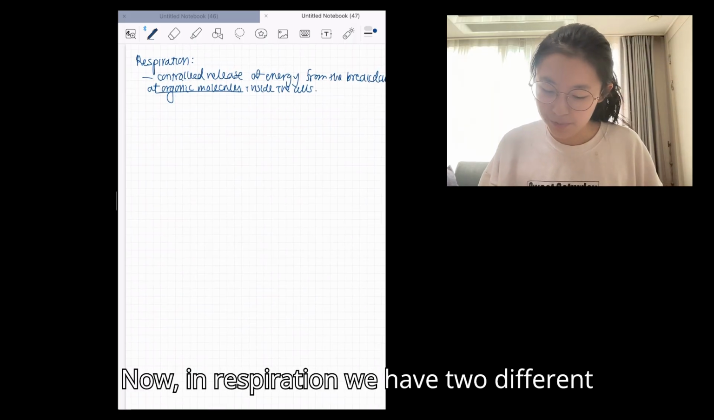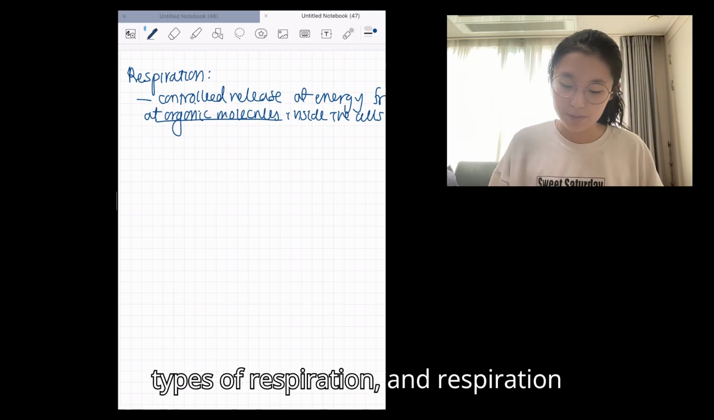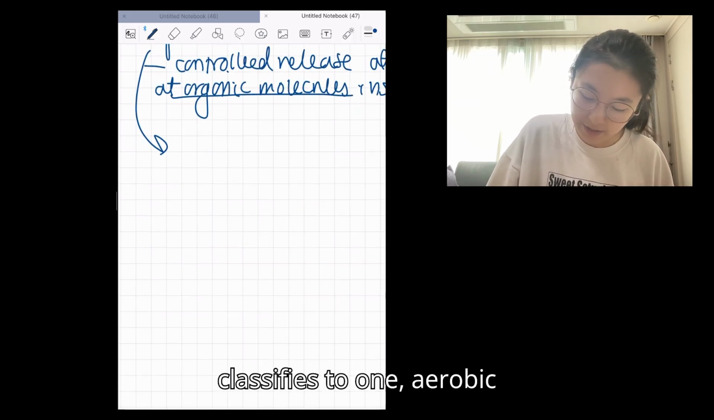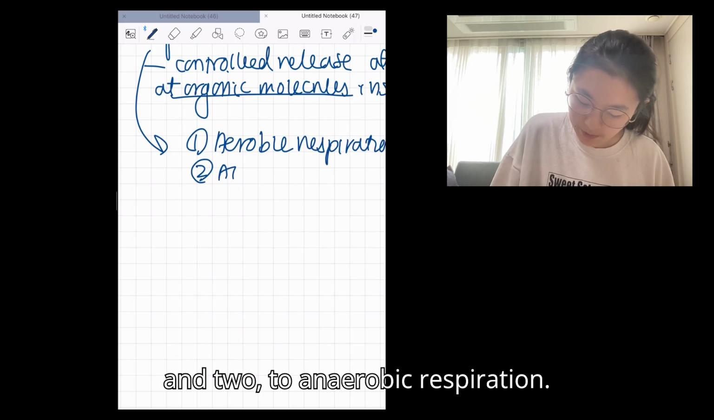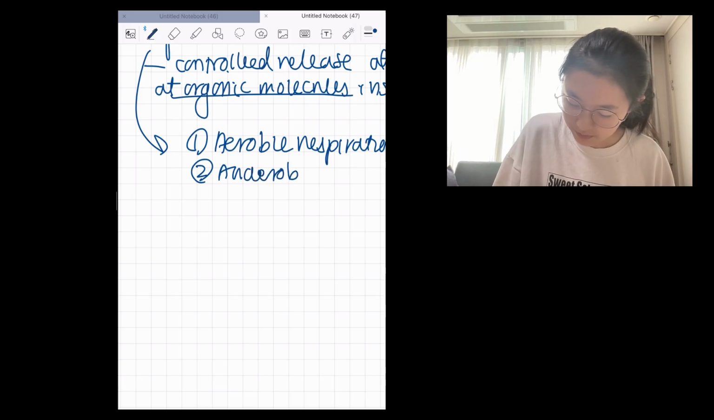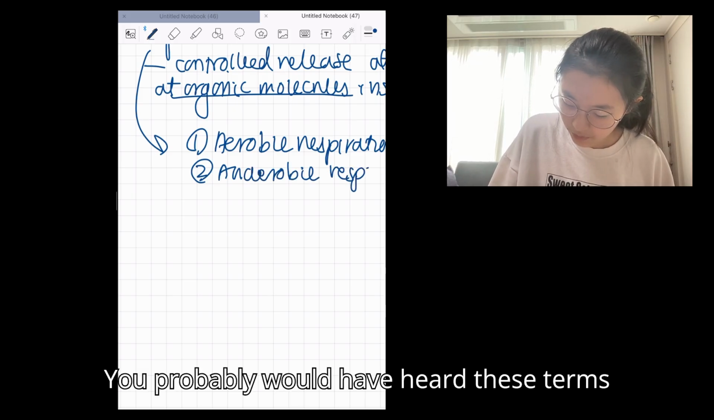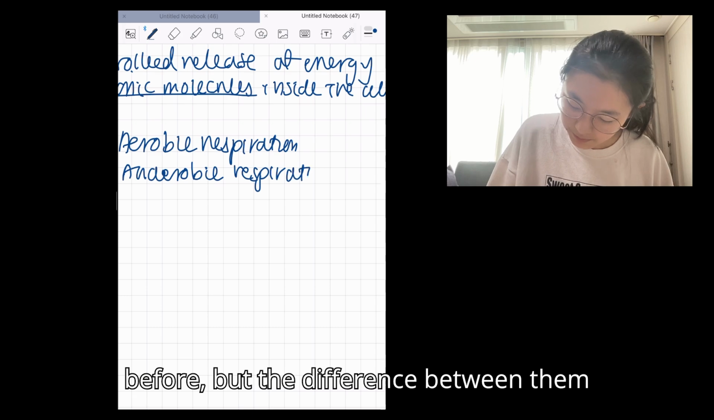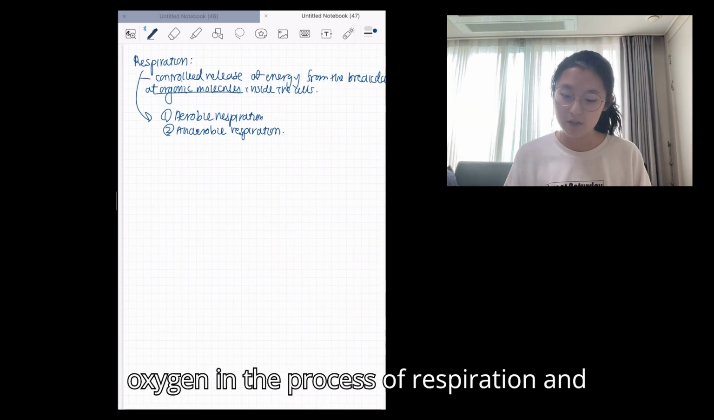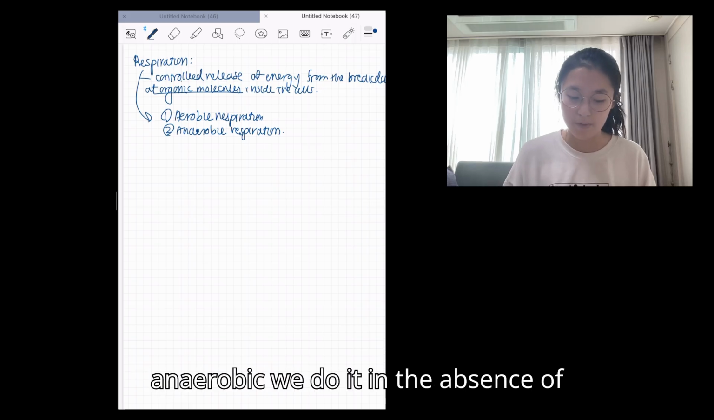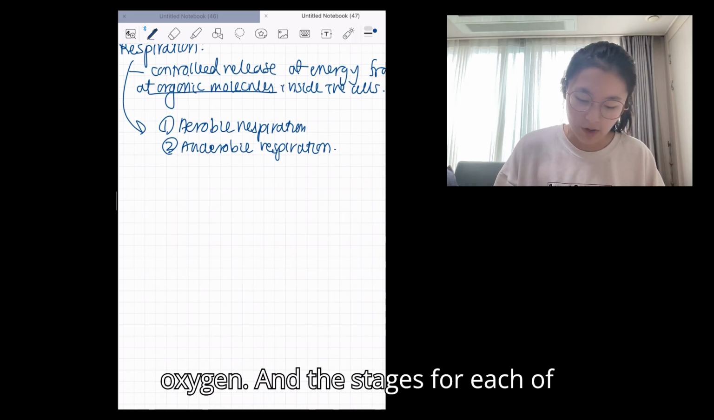Now, in respiration, we have two different types of respiration: one, aerobic respiration, and two, anaerobic respiration. You probably would have heard these terms before, but the difference between them is that in aerobic respiration, we use oxygen in the process of respiration, and in anaerobic, we do it in the absence of oxygen.